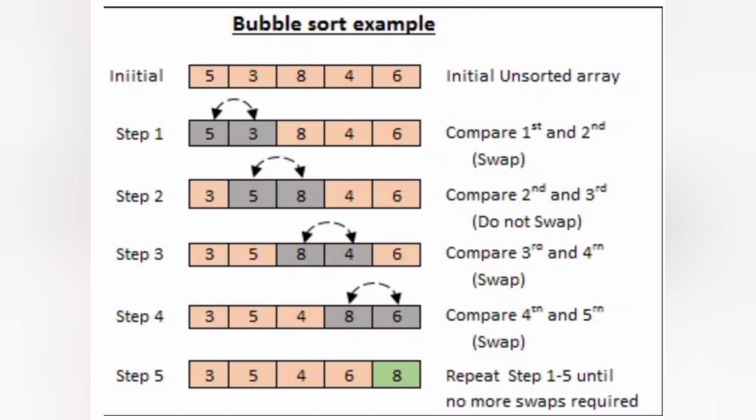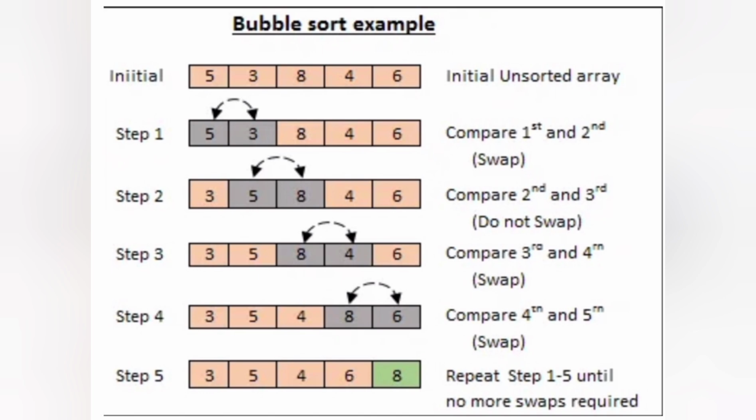We can see that in step 1, we are comparing the first two elements of the array, that is 5 and 3. 5 is greater than 3, so we have to swap these two elements. On to the next step, we are comparing 5 and 8. 5 is less than 8, so no swap is needed. Next, we are comparing 8 and 4. 8 is greater than 4, so we need to swap these two elements.